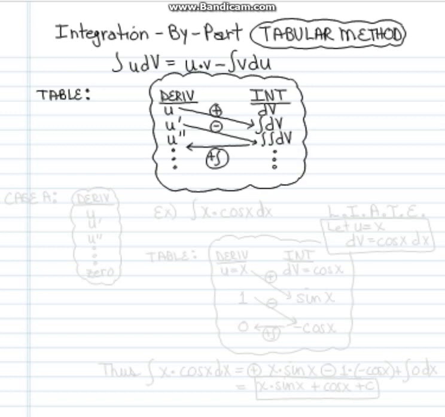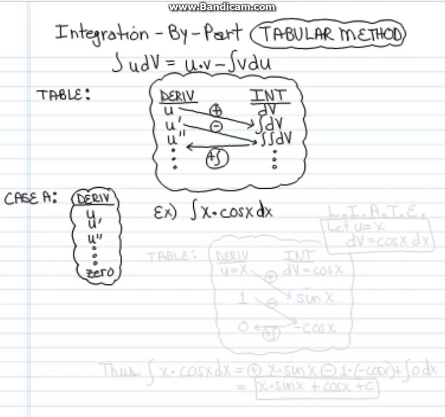And there's going to be three different cases that we're going to cover. First we'll call this case A. This is a case where your derivative column has the u prime, it has the u double prime, but eventually it goes to 0. Okay, so this is how you handle a case where the derivative column goes to 0. Example, the integral of x times cosine x dx.